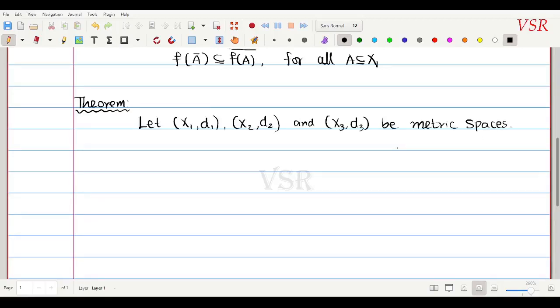Okay, let f be a function from X1 ல இருந்து it is going to X2, and g is a function from X2 ல இருந்து it is going to X3, sorry X3. Okay, be continuous functions.